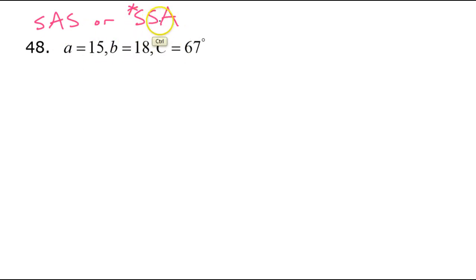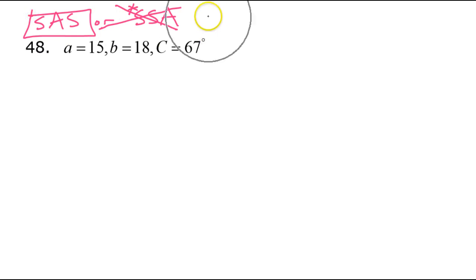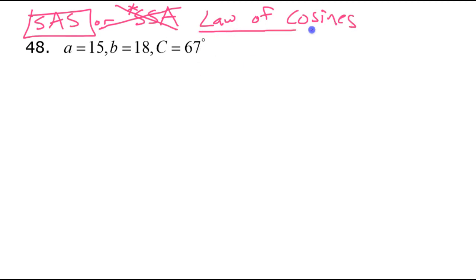If it's going to be side, side, angle, then the one angle will match one of the sides. In this case, I have angle C, but I don't have side C. So that means that this is not going to be side, side, angle. It is going to be side, angle, side. And that tells me to use the law of cosines. Okay, side, angle, side, we always use the law of cosines.